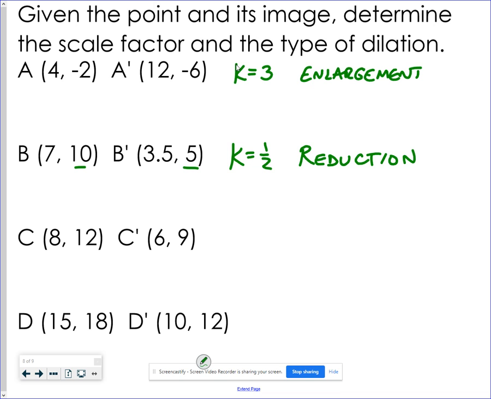In letter C, to go from 8 to 6, some people would be kind of freaking out right now and saying, I don't know what I multiplied by. To go from 12 to 9, that's not a whole number. That's okay. Let's use our scale factor knowledge. We're going to say new over original. So let's go with the 6 and the 8, which can simplify to 3/4. And you can see the numbers were getting smaller anyway, so you should have known that it was going to be a reduction.